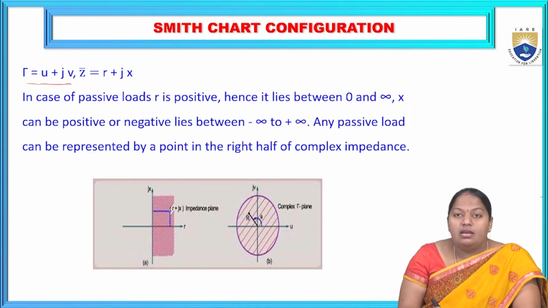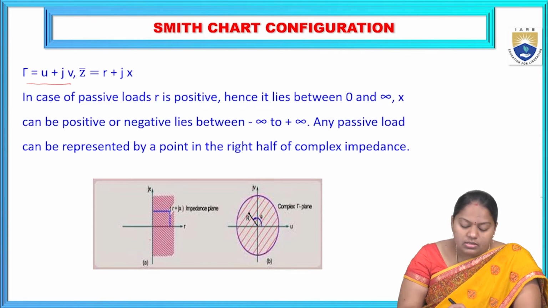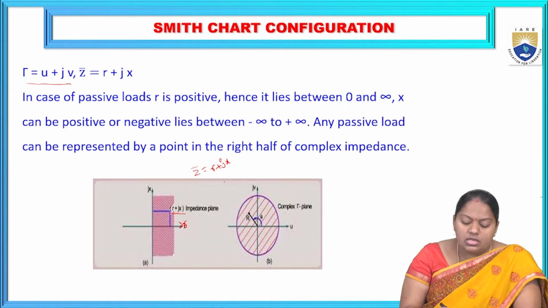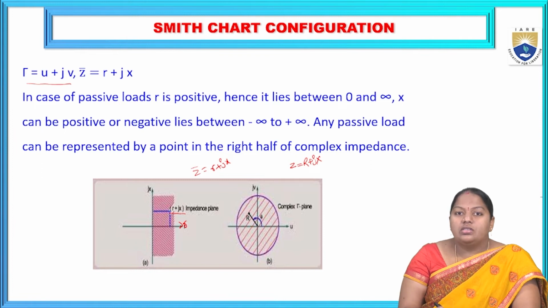Now, to draw that, z bar is equal to r plus jx, where r is the real part of the normalized impedance and jx is the imaginary part of the normalized impedance, and it exists in the first quadrant, represented in the impedance plane. This is because the general notation for impedance is z, the real part is represented with r, and the reactance or imaginary part is represented with x.